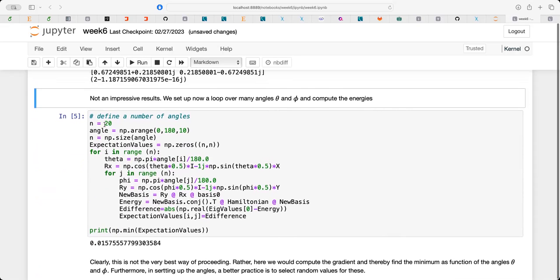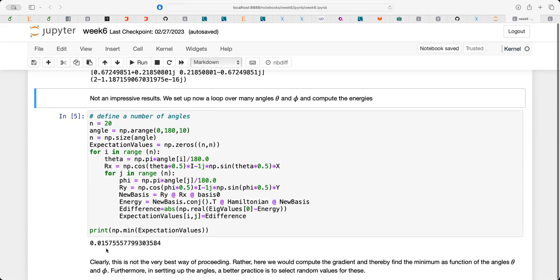So what I'm going to do now is something which is not very smart, but I'm simply going to run over a set of angles. I pick these angles, arranging them from 0 to 180, taking 10 values. Then I initialize it, and I calculate the expectation values as a function of these angles. There's no minimization here. I'm just in a brute force way producing an array of results. Then I pick the minimum difference in the expectation values, and now I have a difference which is 0.015. So that's getting a little bit better.